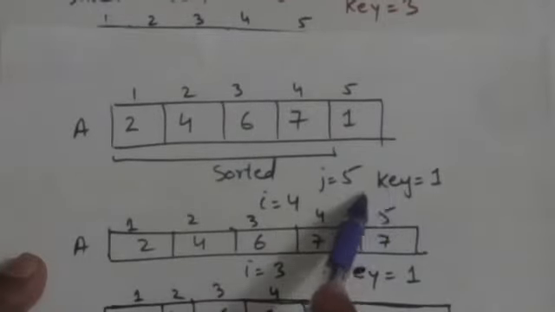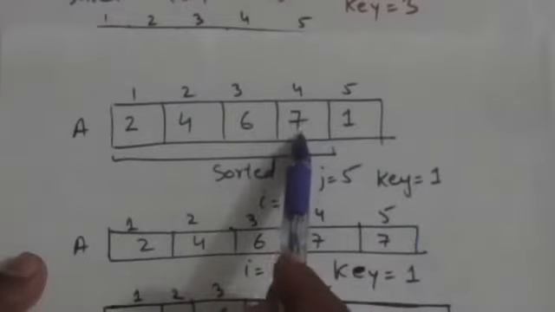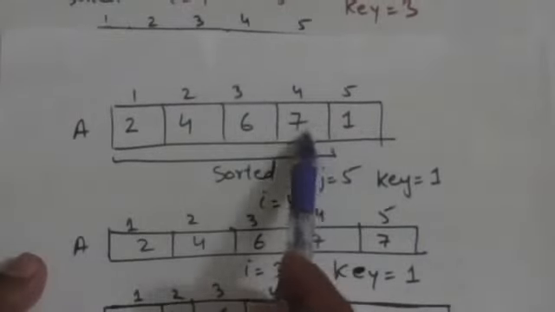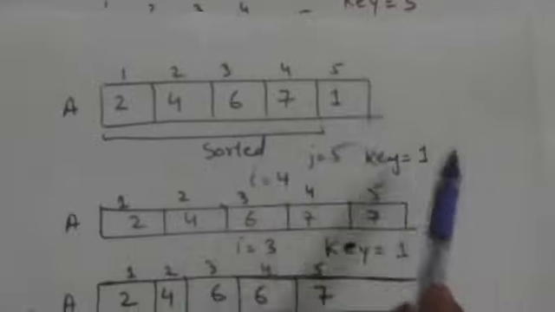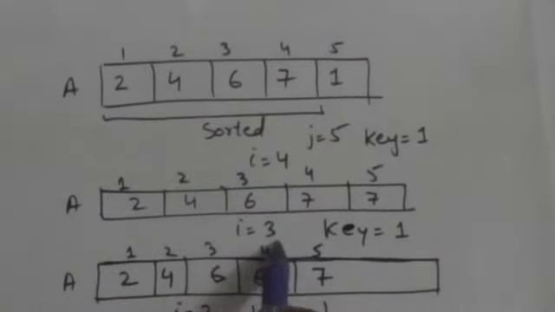Now we will compare the key with the value which is stored at index I. The value which is stored at index I is 7 and it is greater than key. So we will shift this value to one position right. Now the value which is stored at index 5 has become 7. Now we will decrease the value of I by 1. So the value of I has become 3.